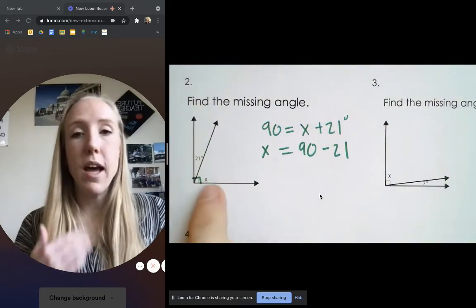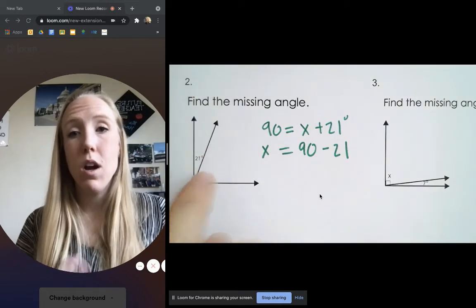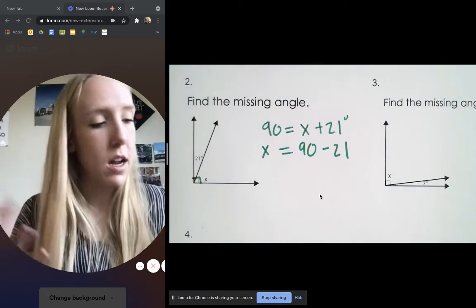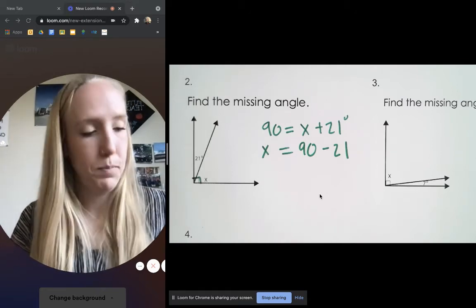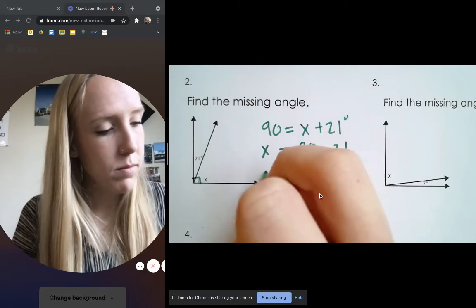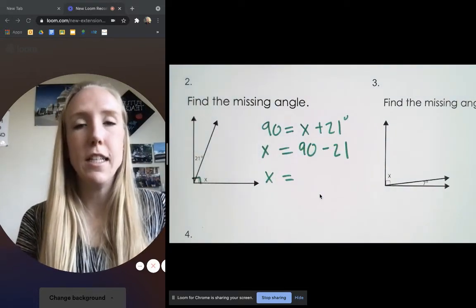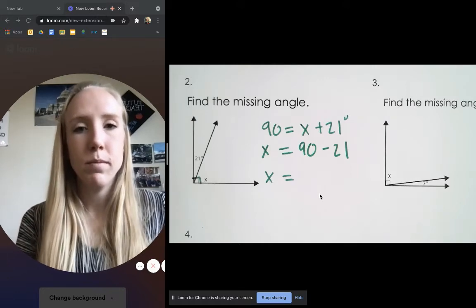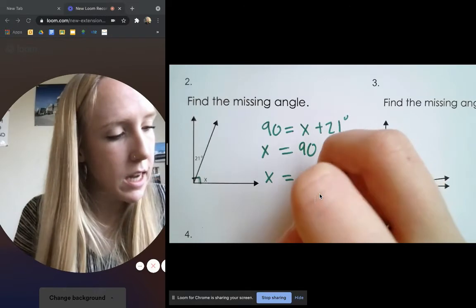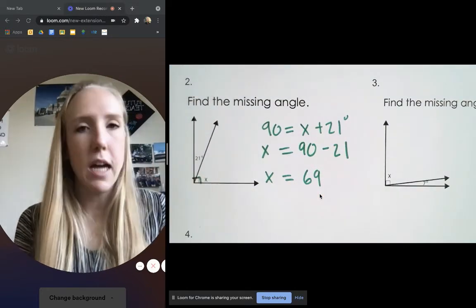So now to figure out what x equals, what the missing angle is, we just take 21, because that's what we know, away from 90, because the whole thing is 90. So think about what 90 minus 21 is. If you said 69, nice job, 69. So x equals 69 degrees.